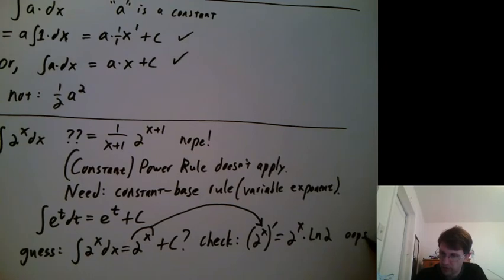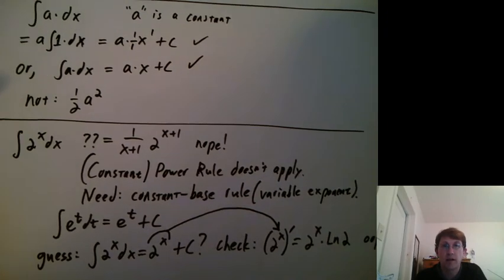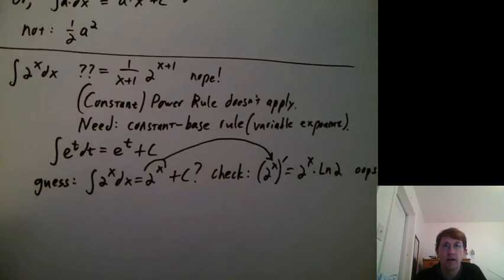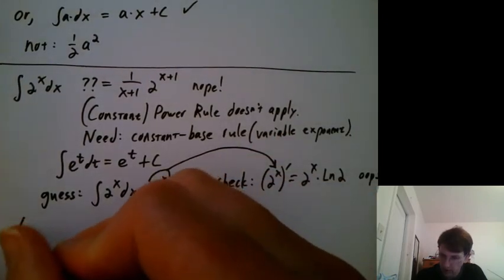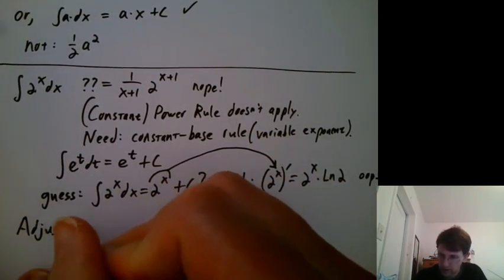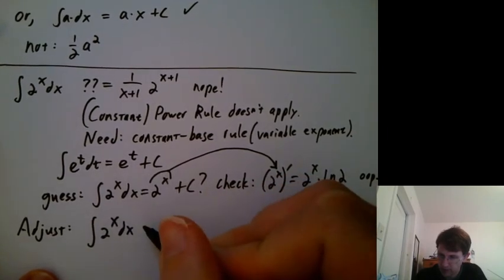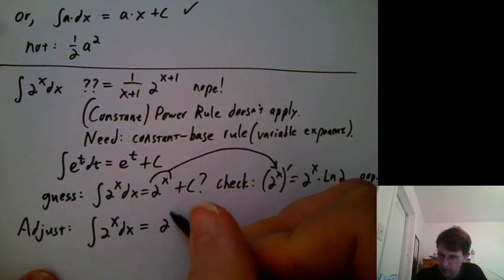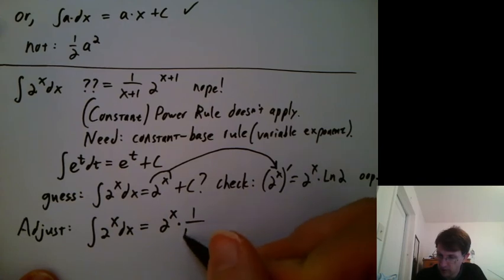So that didn't work. But we were only off by a constant, so maybe I can anticipate that constant being there and have something ready to cancel it out. So we're going to adjust our guess and say the integral of 2 to the x dx maybe is equal to 2 to the x times something that will cancel the log 2 when I take the derivative. So how about 1 over log 2?